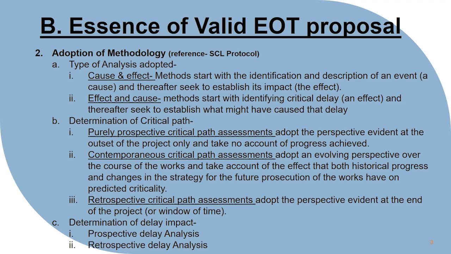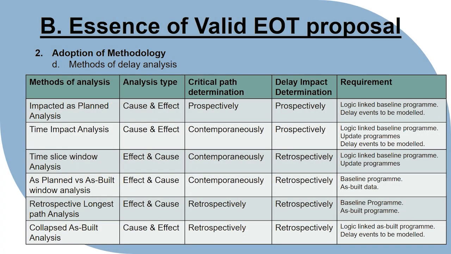The determination of the critical path is most important. There are three ways to determine the critical path. The first one is purely prospective critical path assessment. The second is contemporaneous critical path assessment, and the third one is retrospective critical path assessment. Determination of delay event impact can be analyzed by performing prospective delay analysis and retrospective delay analysis methods. In this video, I am just giving an overview of delay analysis. I'll create a separate video on delay analysis and prolongation claim.